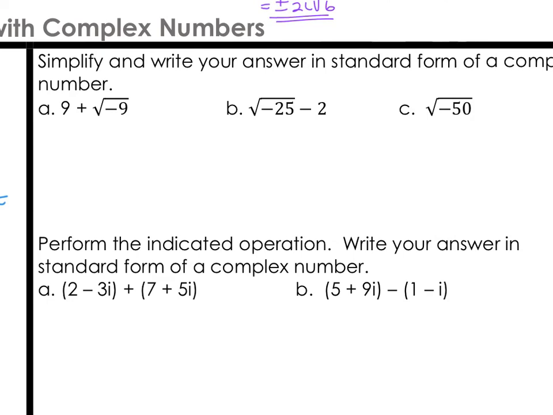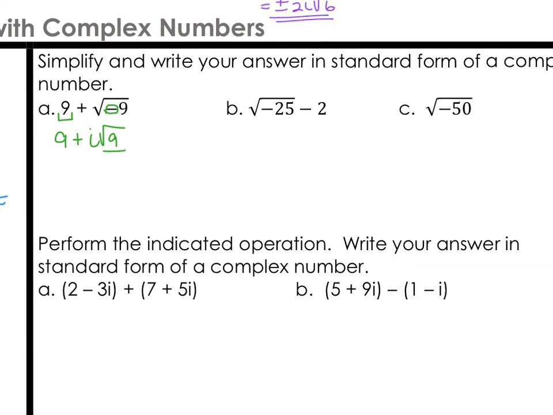Simplify and write your answer in standard form of a complex number. Example A, 9 plus the square root of negative 9. Well, 9 would be the a part. That's your real form for your answer. The square root of negative 9, we'd want to factor out the i and get rid of that negative. That would put us at 9 plus i times the square root of 9.